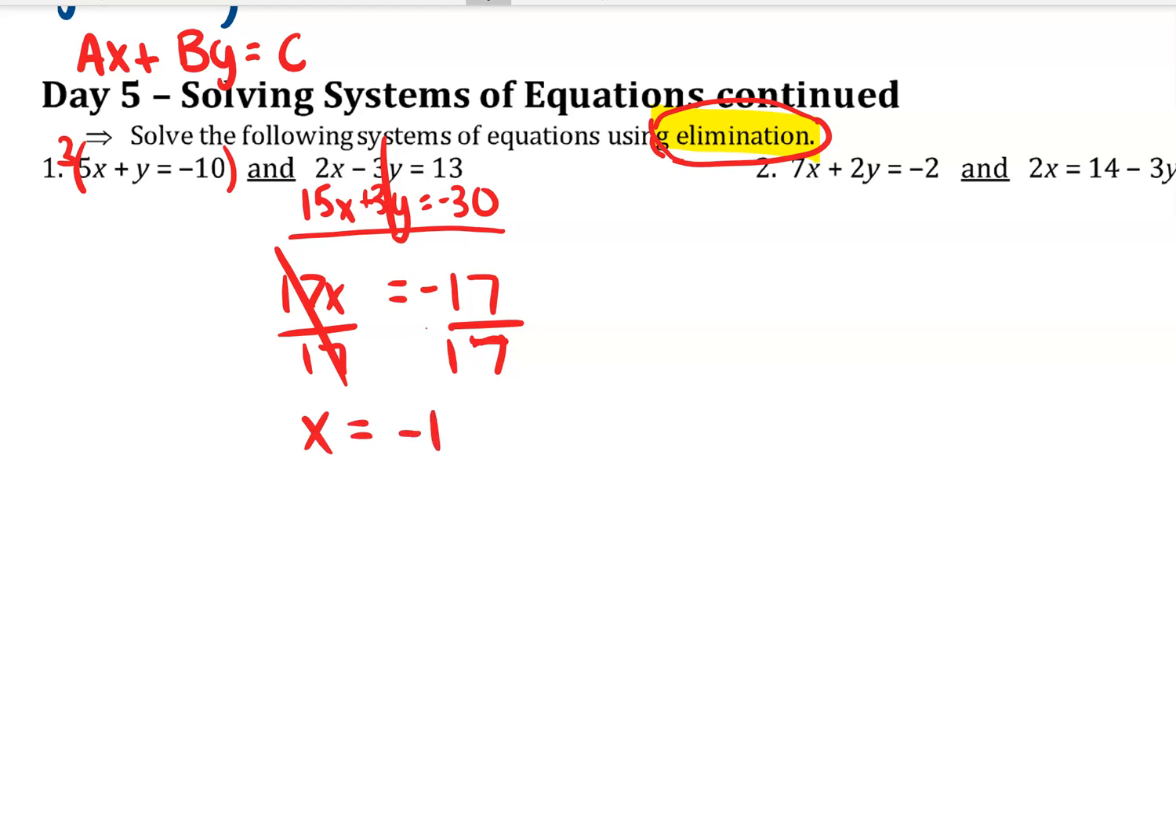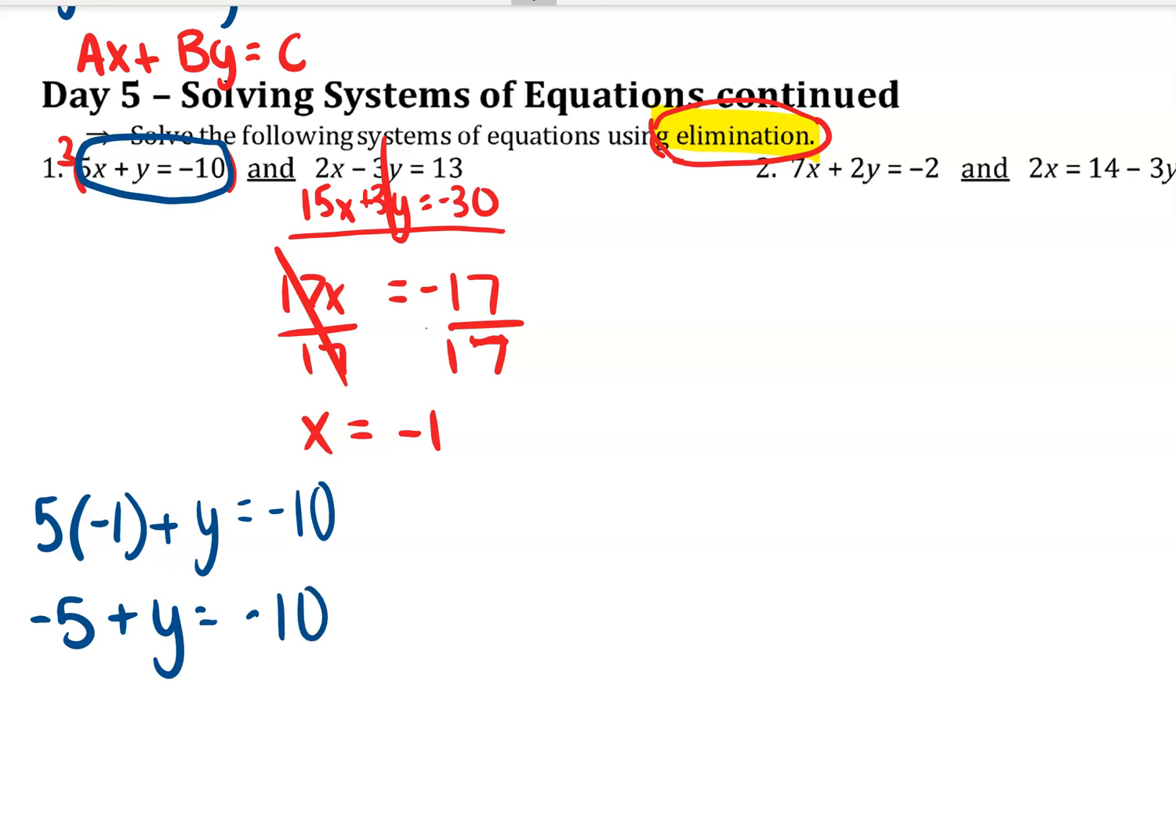Once you have the answer to one variable, you can plug back in to find the other variable. It doesn't matter which equation you plug into, but I pick the one that looks easiest. To me, this equation looks easiest. So 5 times -1 plus y equals -10. 5 times -1 is -5 plus y equals -10. And then to get rid of the -5, I add it to both sides. Y equals -10 plus 5, which is -5.